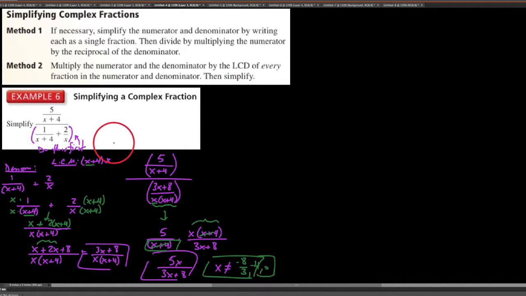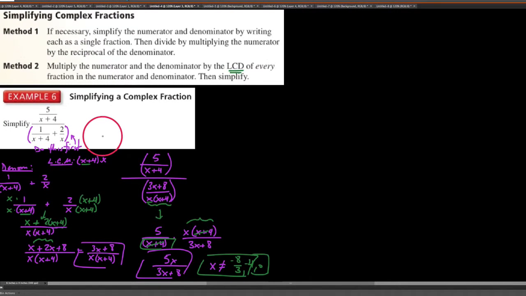So less the restrictions and more about, let's make both the top and the bottom into a single fraction, and then what we can do is multiply by the reciprocal. Okay, for the second part of this then, let's look at our other method here.